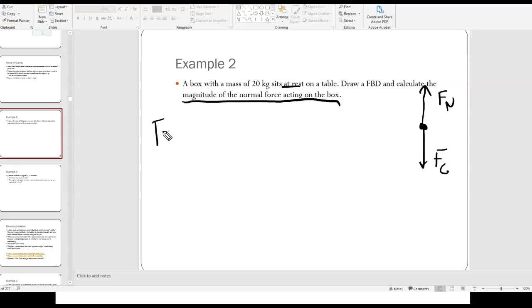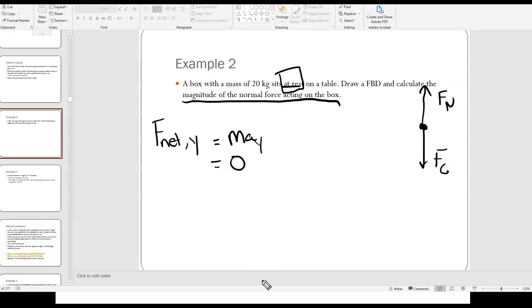Step 2, write out, or determine whether or not the object is accelerating. Notice I'm writing Fnet y because the only two forces I have are in the y direction. Is this object accelerating? No. How do I know that? Well, it says the box is at rest, which means it's not moving. If it's staying at rest, it's not accelerating. That automatically makes the right side of this equation equal to 0.